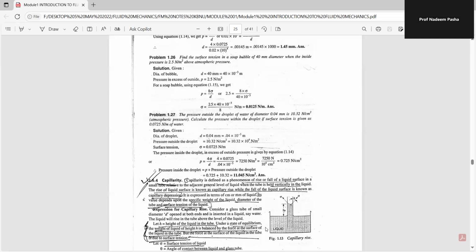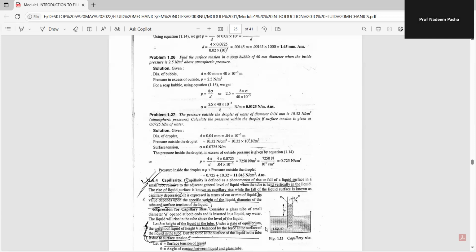Its value depends upon the specific weight of the liquid, the diameter of the tube, and the surface tension of the liquid. So on what factors does capillarity depend? It depends on the specific weight of the liquid. Next, the diameter of the tube and the surface tension of the liquid. On these three factors the capillarity of a fluid depends. Now, the expression for capillary rise.